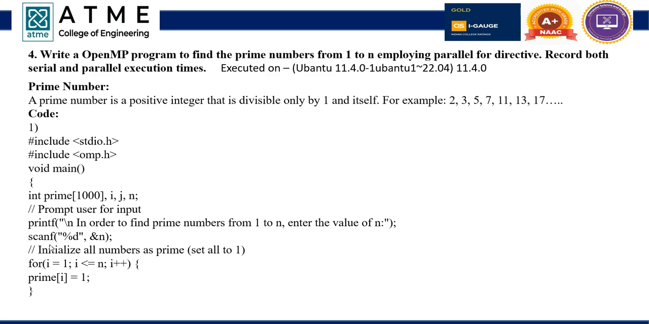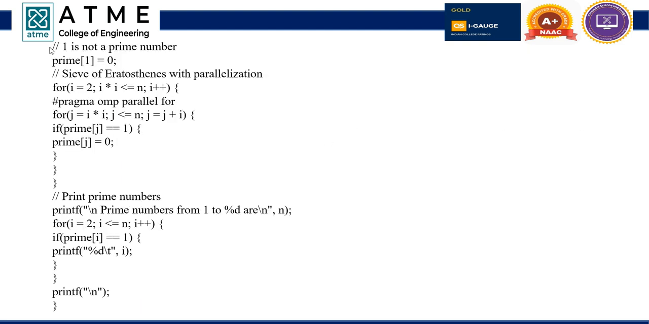Now use scanf, then initialize all the numbers as prime. Here we have to set all the values to 1. So now initialize the values for i is equal to 1, i less than or equal to n, and i plus plus. Prime of i will be equal to 1. If 1 is not a prime number, mark it as non-prime. So that means it will be 0.